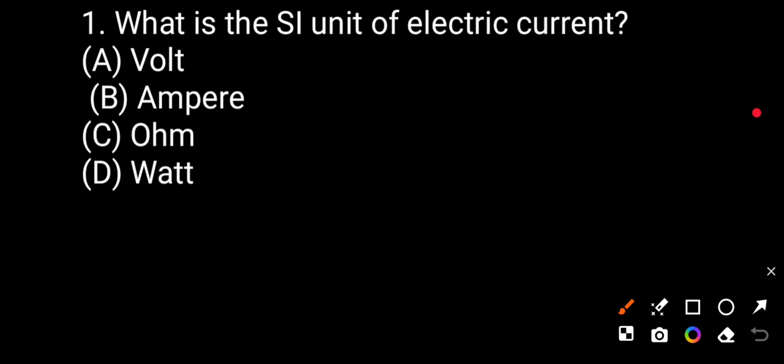Today we are studying the 20 most important MCQ questions. The first question is, what is the SI unit of electric current? Option A volt, option B ampere, option C ohm, option D watt. The correct answer will be ampere.